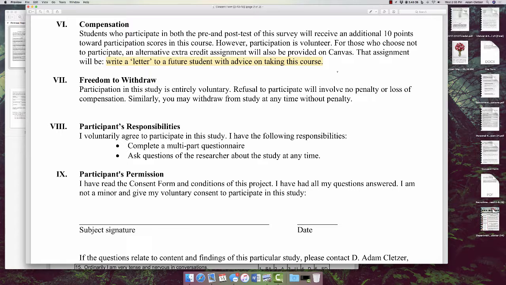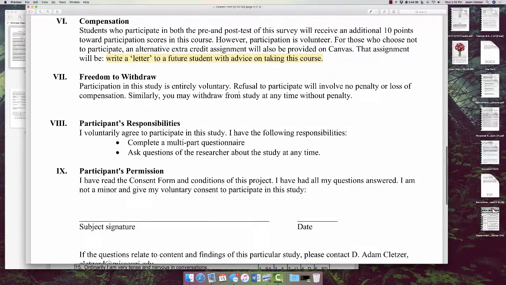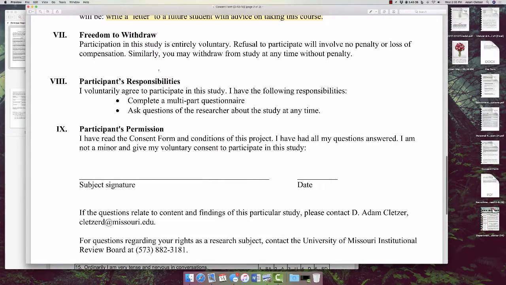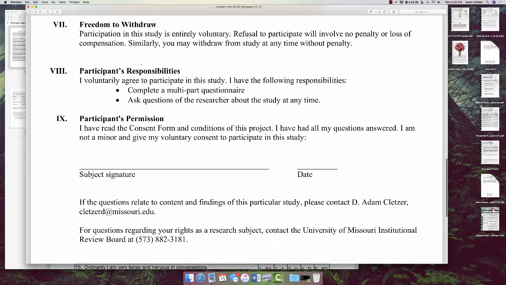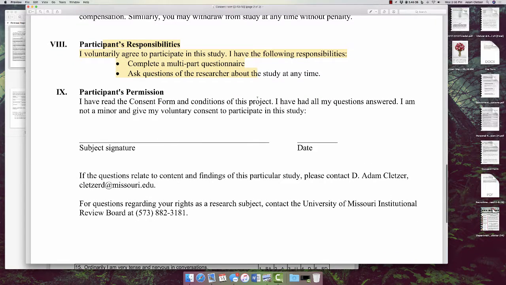So just let them know that if they don't want to, that's an option, but it's probably just easier to take the things. They're free to withdraw at any point in time. Say they get traumatized midway through their survey, then they can just put it down and say, I don't want to do this. They don't get their points, but whatever. Their responsibility is just to take the thing and be an informed participant, and then get them to sign. I would tell them to sign and also write their name so that we can tell.